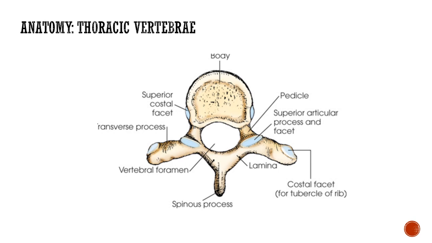Here's a different view of the thoracic vertebra. So keep in mind that you're going to have little grooves in the pedicles. That's going to give you your intervertebral foramina. And then you have, of course, the facets that are showing up again on here.